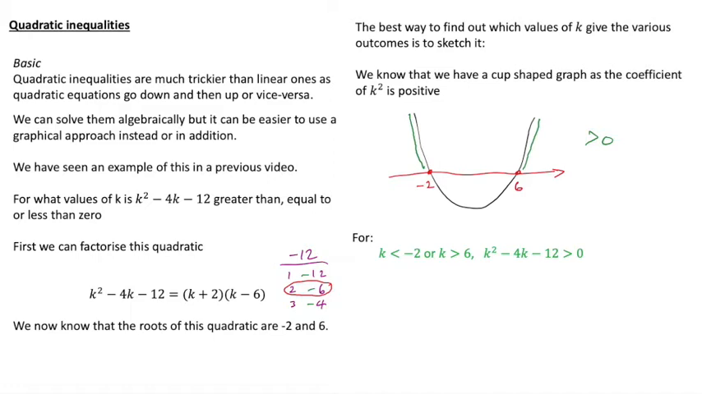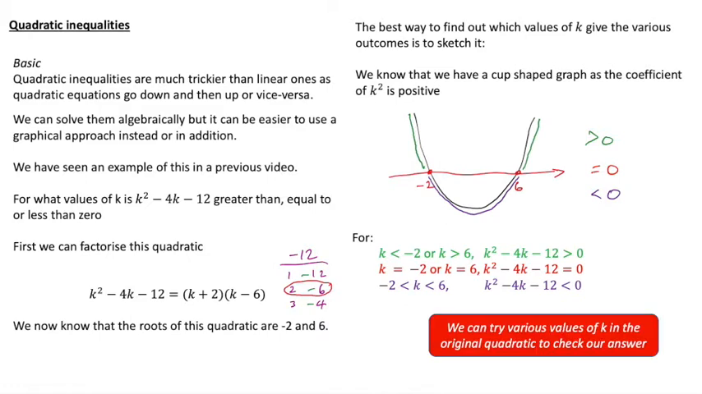Then we have the equals 0 of course, so we can say that when k equals minus 2 or k equals 6, k squared minus 4k minus 12 is equal to 0. And then below 0 we have this portion here, and so we say that when k is between minus 2 and 6, then k squared minus 4k minus 12 is less than 0.